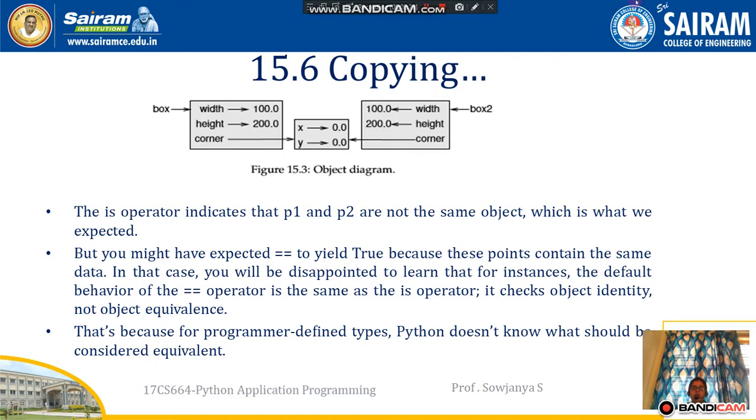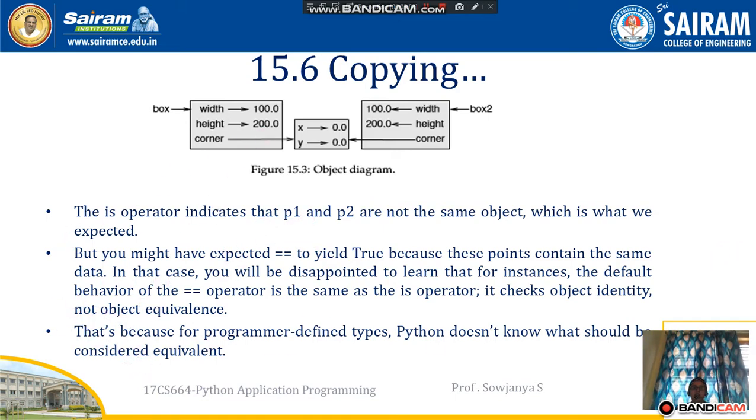So this is the is operator, a boolean operator, and it indicates p1 and p2 are not the same object, which is what we expected. But you might have expected the comparison operator to yield True, because these points contain the same data. You will be disappointed to learn that for instances, the default behavior of the comparison operator is the same as the is operator. It checks the object identity, not the equivalence. Make sure both the is and the comparison operator behave the same. It does not check the data, but it checks the objects.